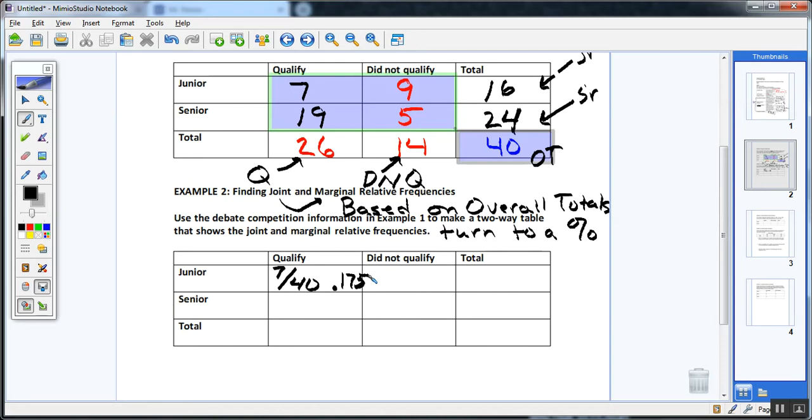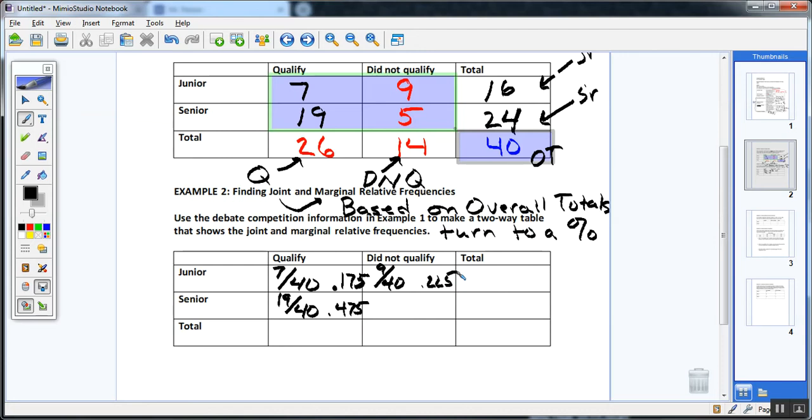Okay. Hey, how many senior students qualified? So if I wanted to find a joint relative frequency there, that would compare the total number of seniors that qualified out of how many total kids? 19 out of 40. Okay, run that for me. 19 divided by 40 is 0.475. Somebody do the 9 divided by 40. 0.225.